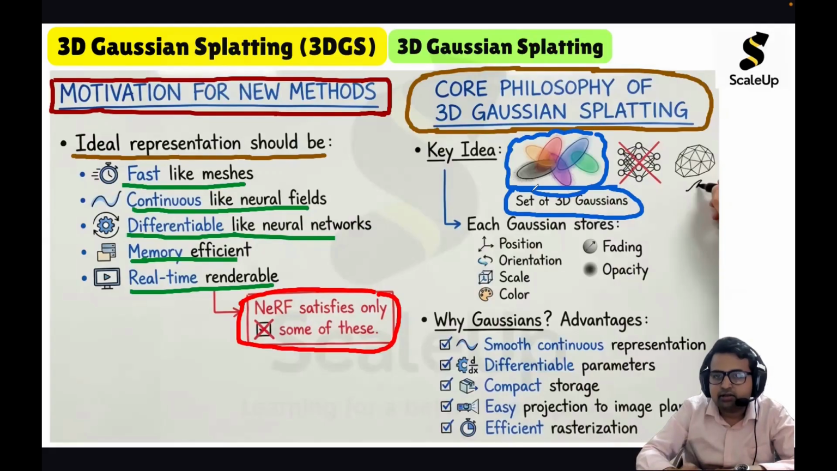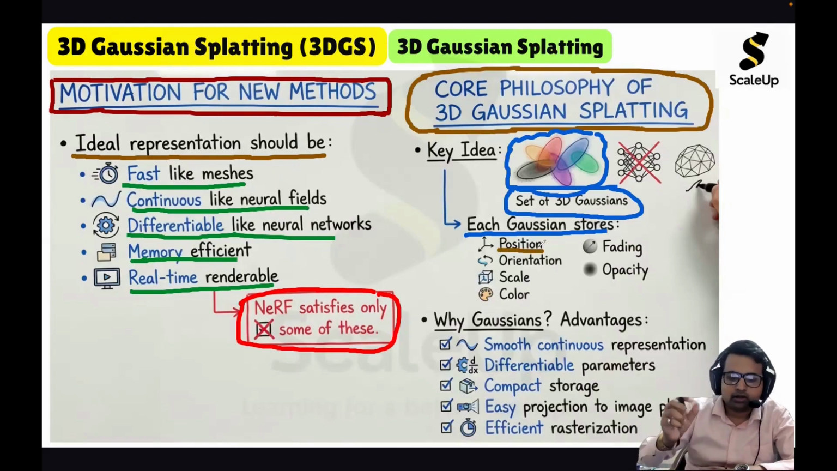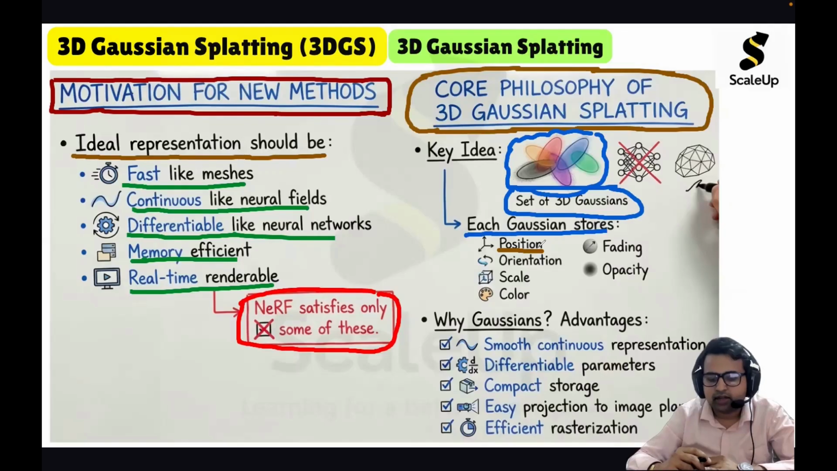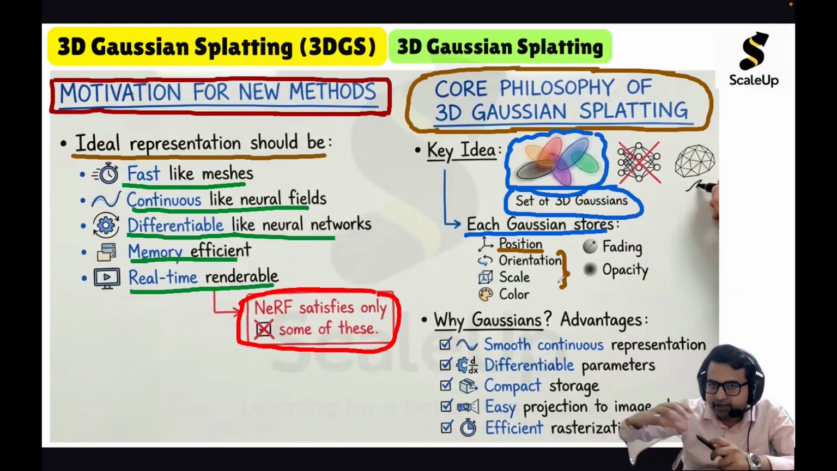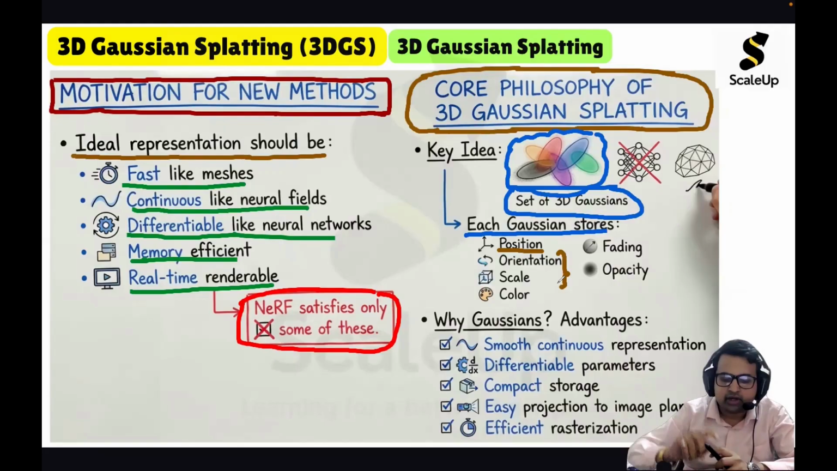Each Gaussian will store the position. Position will be the center of the splat, the ellipsoid. So the position will be the XYZ coordinate of the splat's center in 3D space. Then for orientation and scale, we will make use of a covariance matrix. It will be a 3x3 covariance matrix defining how the splat is stretched, that is the scale, and its orientation, the rotation.